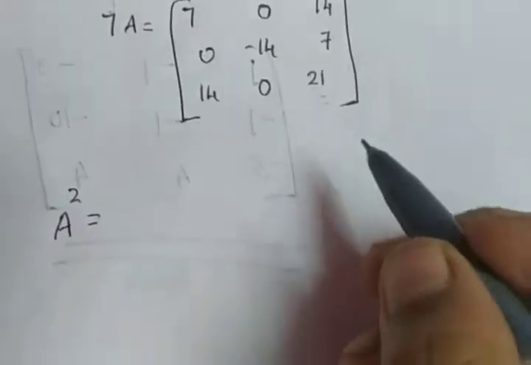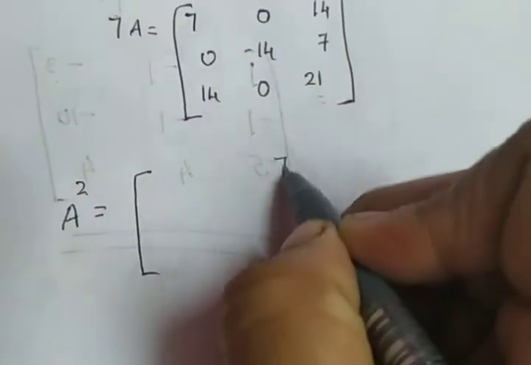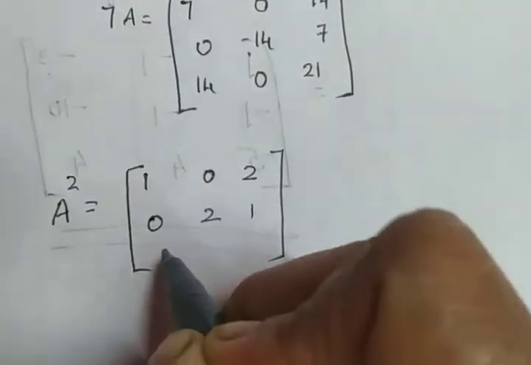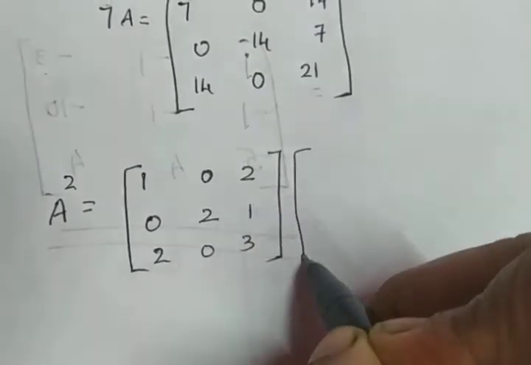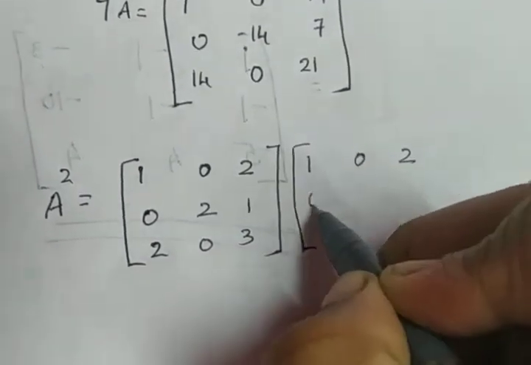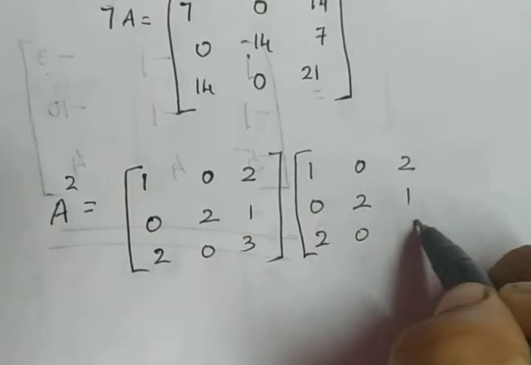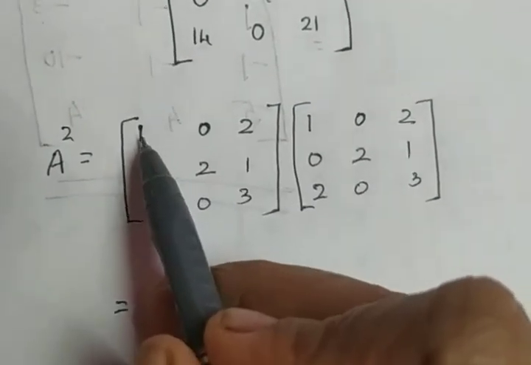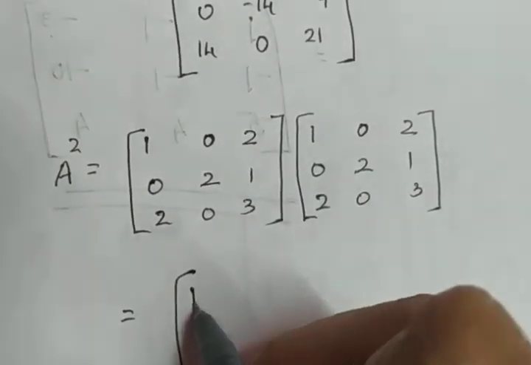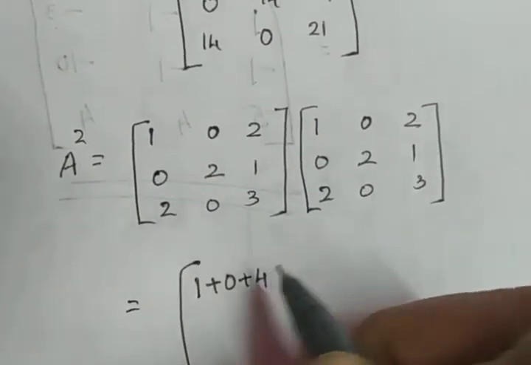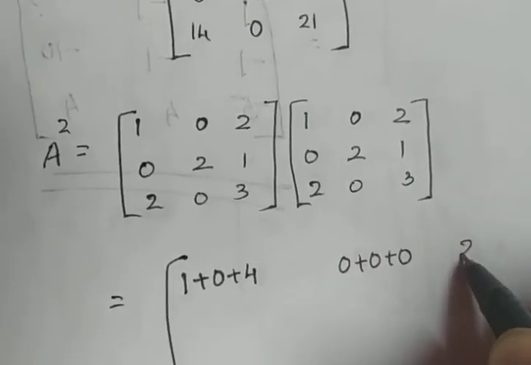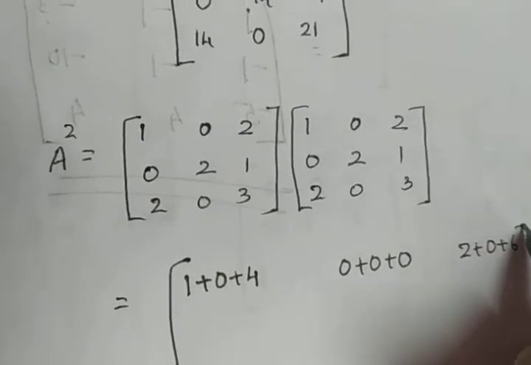Okay. So A square, how do we want to find A square? A square is A into A. So what is A? A is given as 1, 0, 2, 0, 2, 1, 2, 0, 3 into again A, 1, 0, 2, 0, 2, 1, 2, 0, 3. Just multiply. How we will multiply is row by column, isn't it? So first row into first column: 1 into 1 is 1 plus 0 plus 4. Again the next element will be 0 plus 0 plus 0. The next element will be 2 plus 0 plus 6.